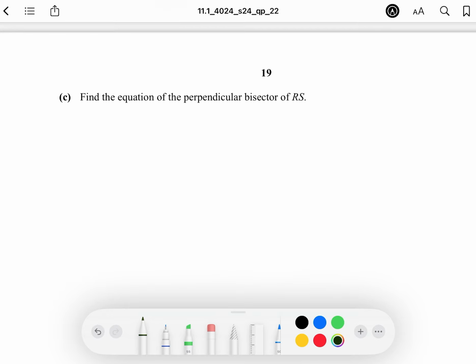Last one for this question. Find the equation of the perpendicular bisector. To find the equation, you need to have the gradient, and you need to have one coordinate that you will substitute into the equation to get the value of c. To find the gradient, you need to find the gradient of RS first.